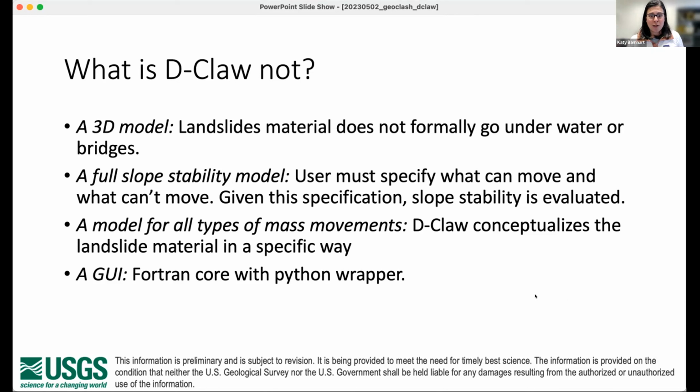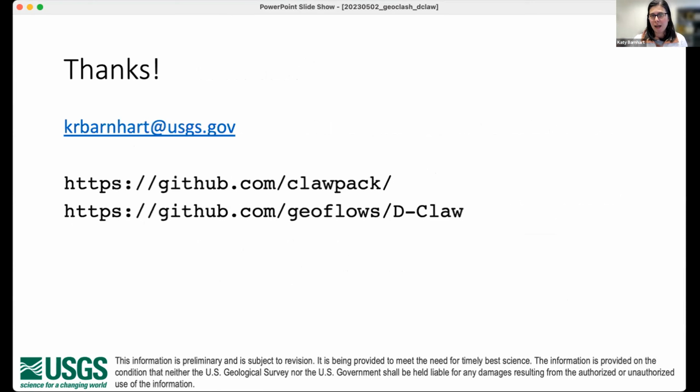It's not a model for all types of mass movements. There's a very specific conceptualization of what the landslide material is and isn't. And it's not a GUI. It's a Fortran code with a Python wrapper. So with that, I am looking forward to the discussion.